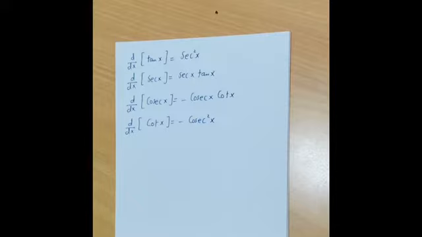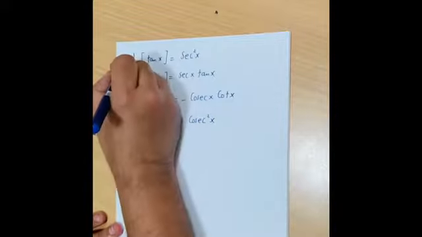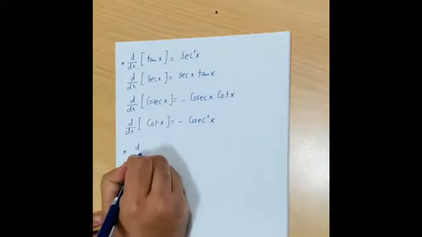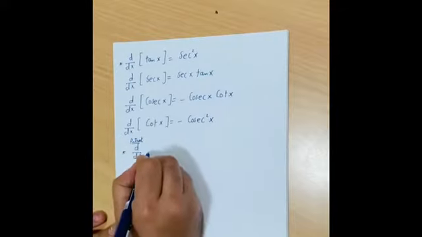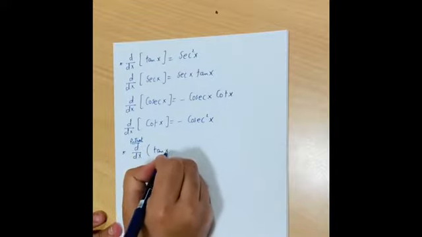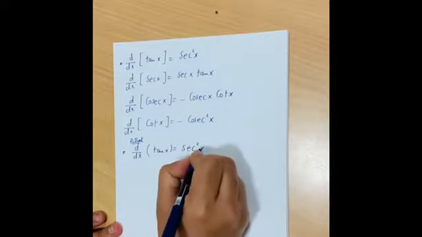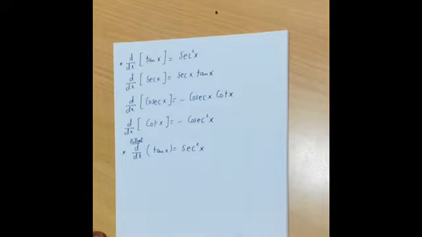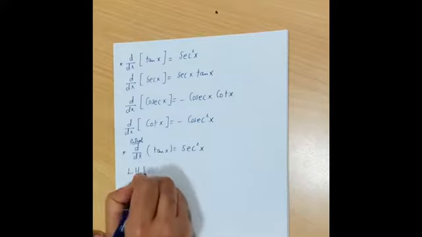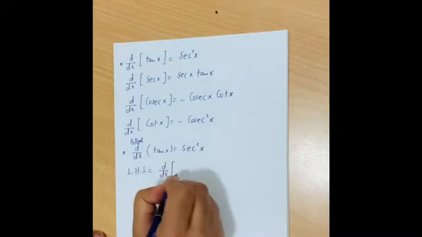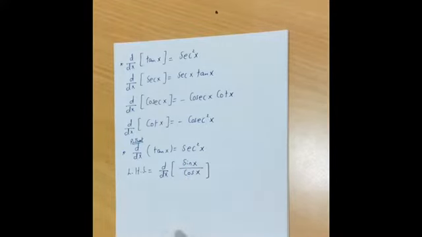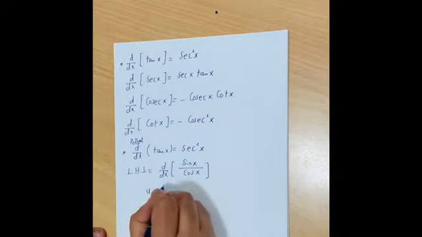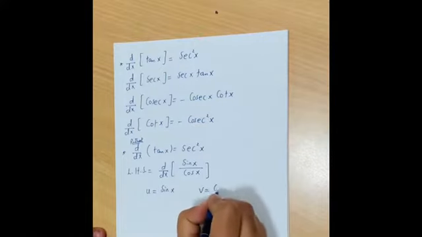Good. Now let's apply these rules using some of the proving questions. Basically, prove the first identity, prove that d by dx of tan x is equal to sec squared x. Starting on the left hand side, d by dx of tan x, which is sine over cosine, which means we have to use what? Quotient rule. So u is equal to sine and v is equal to cosine.